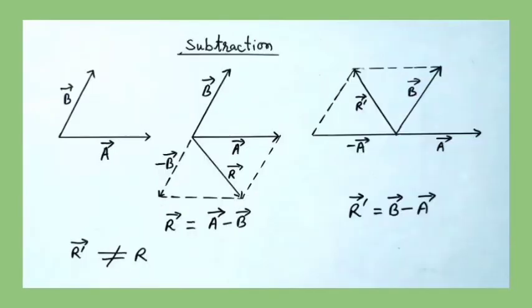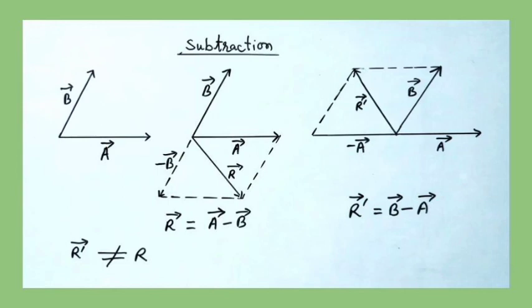After addition, now consider subtraction. In vector algebra also, subtraction is not a separate operation. In order to subtract one vector from the other, the direction of one vector is reversed and the negative vector is added to the second vector using the same parallelogram law.